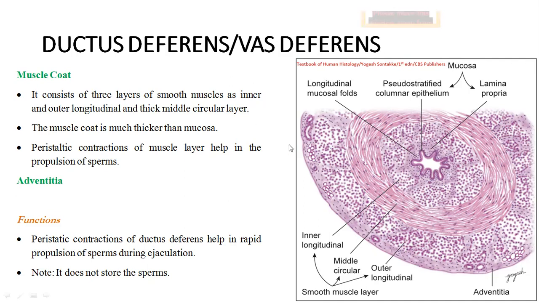Okay, the outermost covering is the adventitia. Now the function of the vas deferens: peristaltic contraction of the ductus deferens helps in rapid propulsion of sperms during ejaculation. Note, it does not store sperms. Storing of sperms was in the epididymis, right?